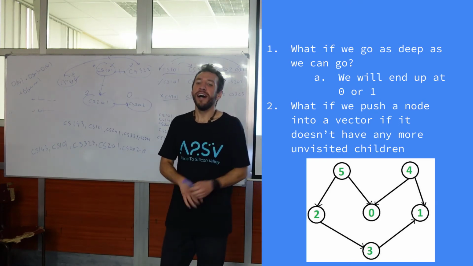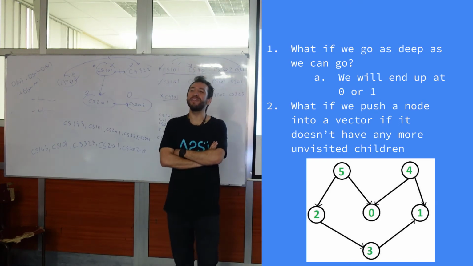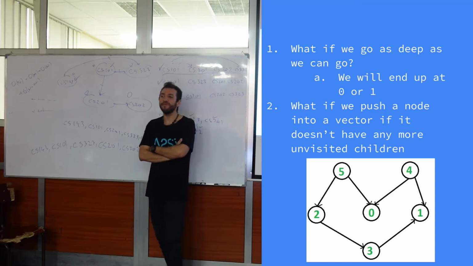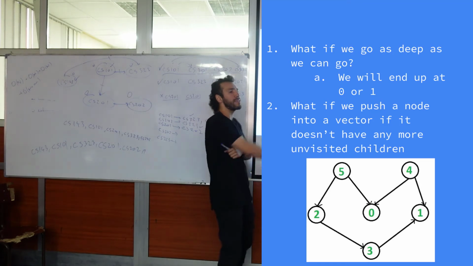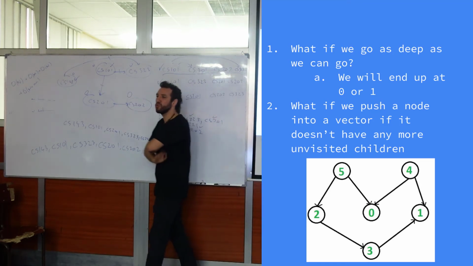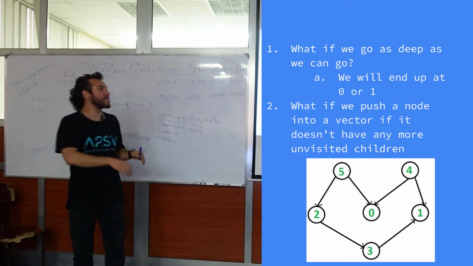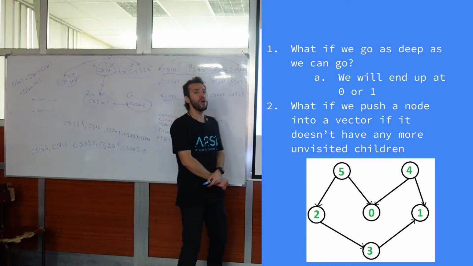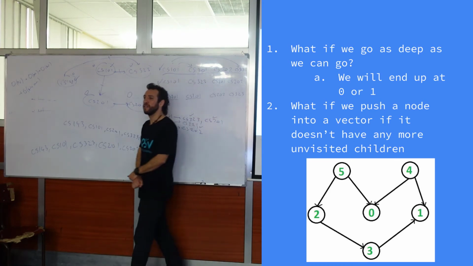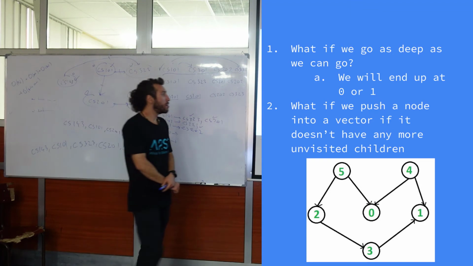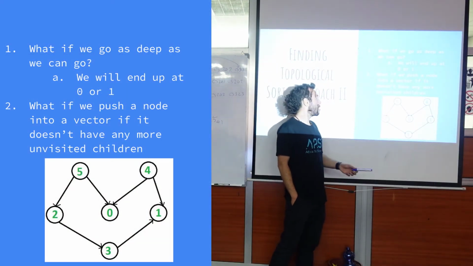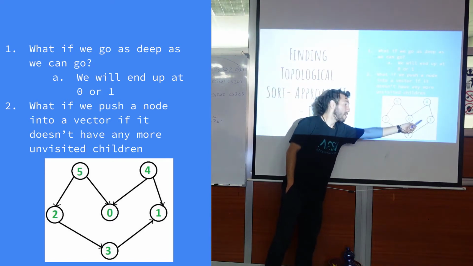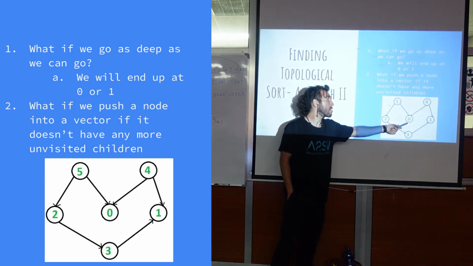Alright, so what if we go as deep as we can go? We start from somewhere and we go as deep as we can go. So in this graph, let's say we apply this algorithm. You start from anywhere, you go as deep as you can. Where would you end up? 5 to 1, 5 to 0. Starting from 5, 5 can end at 1. 5 also can end at 0, right?